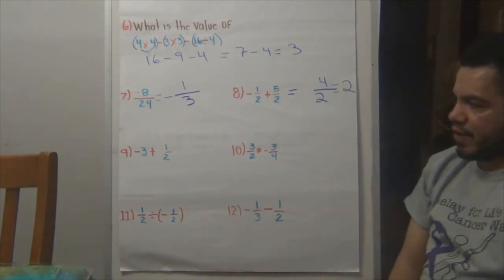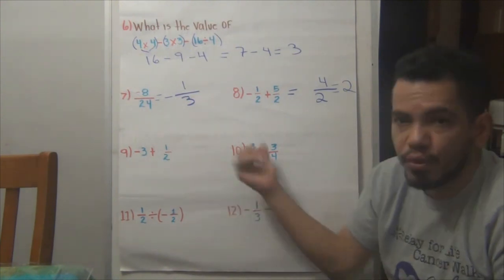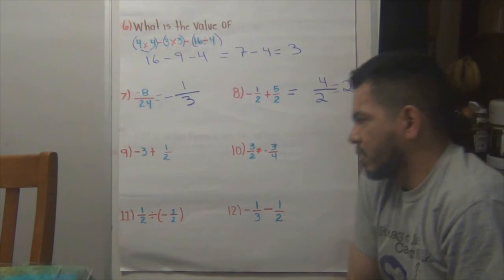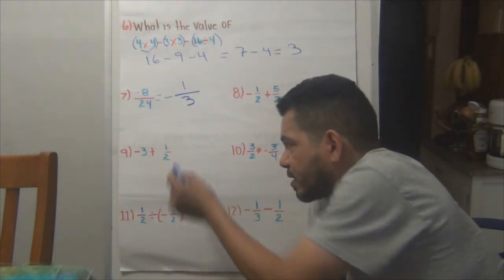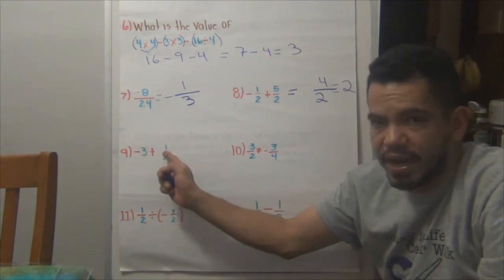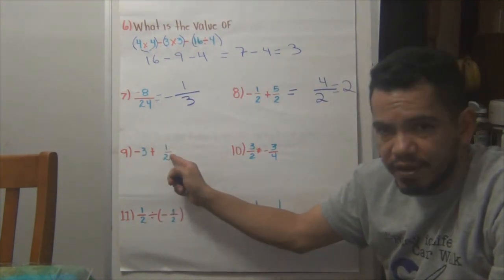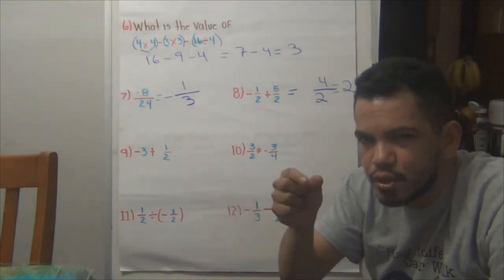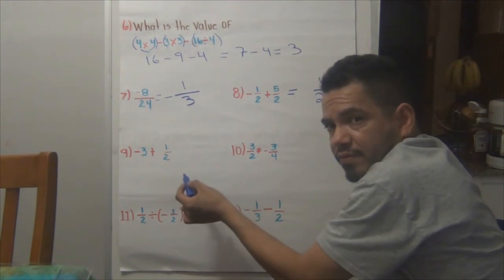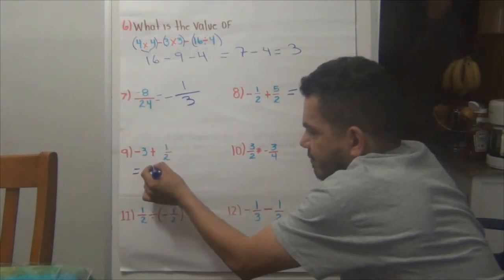Now, do me a favor. You need to try this on your own, and then you pause the video, and then we can check to see if you got the right answer or not. Okay, negative 3 plus 1/2. I could tell you right now, negative 3 is larger than 1/2. 1/2 is 0.5. So I'm going to tweak it a little bit. Negative 3 plus 0.5 is negative 2.5.